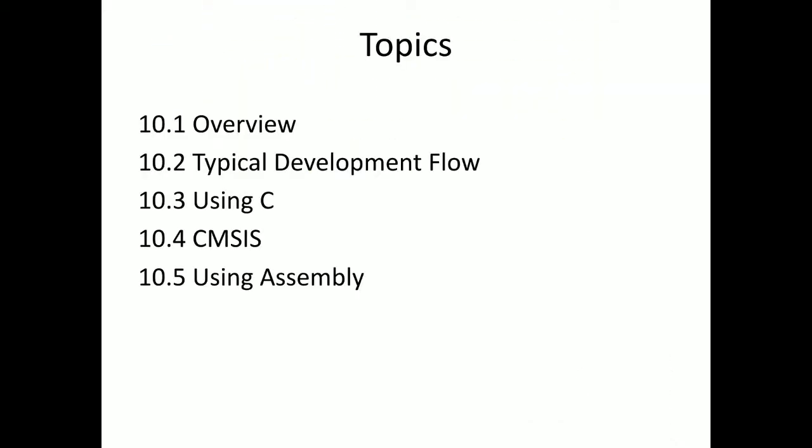We will see the overview and the typical development flow. It means how the programming cycle works, how the program we write is going to be executed, at what stages, what files we are going to get, and what the final output file is. We'll see the typical development flow, and also with examples using C language and assembly language.